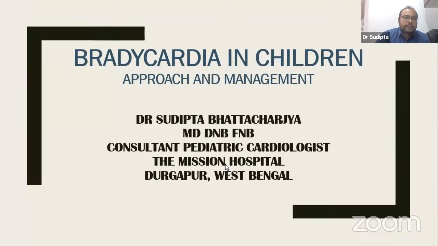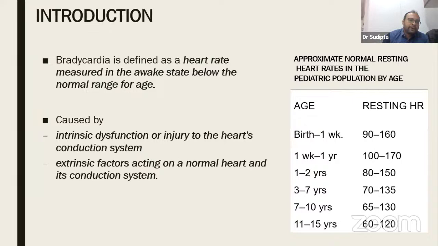My topic is bradycardia in children, approach and management. As you all know, bradycardia is defined as a heart rate measured in the awake state which is below the normal range for the age of the child. The approximate normal resting heart rates in the pediatric population tend to decrease with increasing age, so it is very difficult to define a particular heart rate for bradycardia. It should be defined based on the age of the child and the normal resting heart rate for that age. Bradycardia can be caused by intrinsic dysfunction or injury to the heart's conduction system, or by extrinsic factors acting on a normal heart and its conduction system.